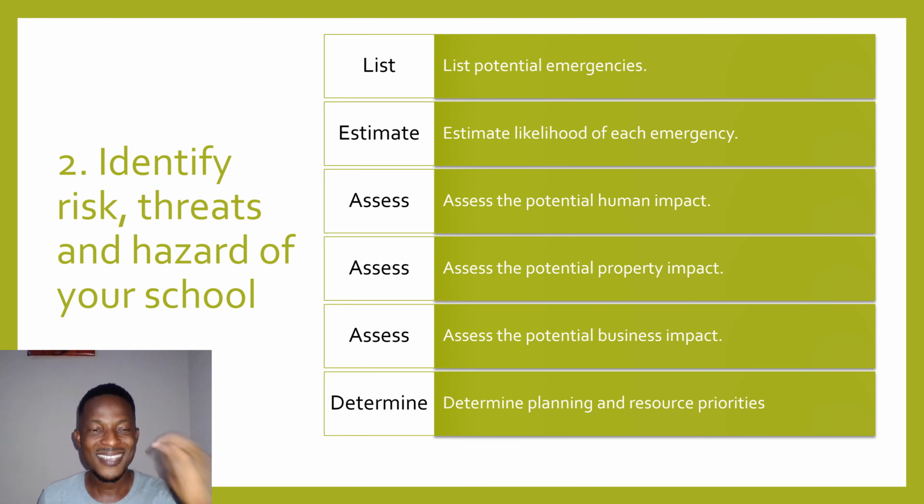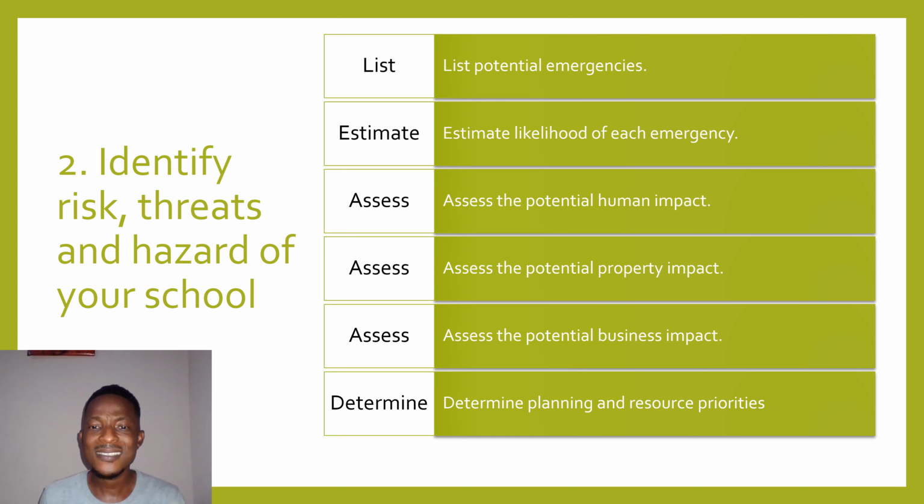Number 2, the second step: identify risks, threats and hazards of your school. Okay, so you need to identify some of those things or those events that can lead to emergency situations. You list potential emergencies. You estimate the likelihood of each emergency by carrying out what is called a risk assessment. Of course, we are going to talk about that in subsequent School Safety Profitability series.